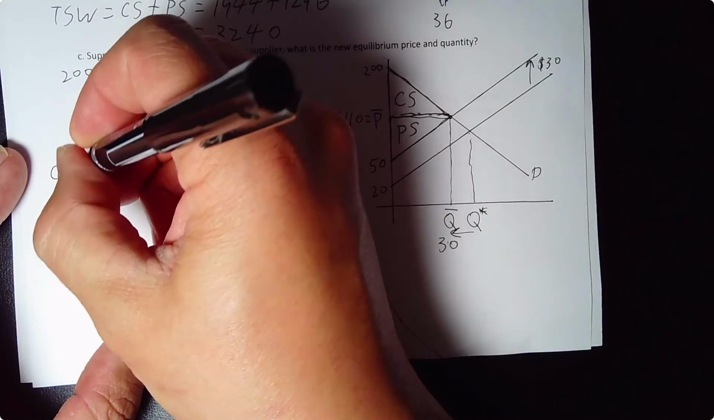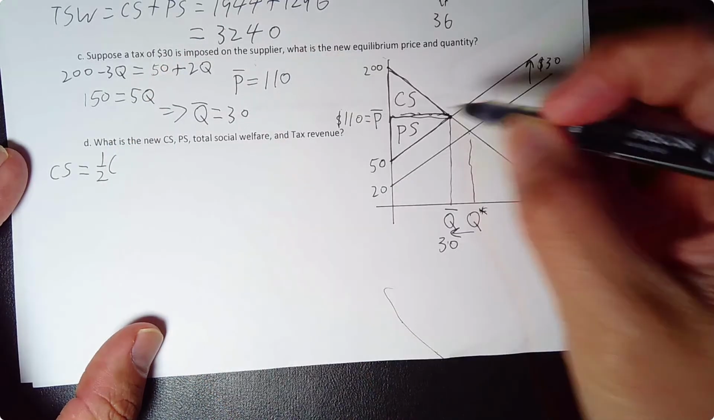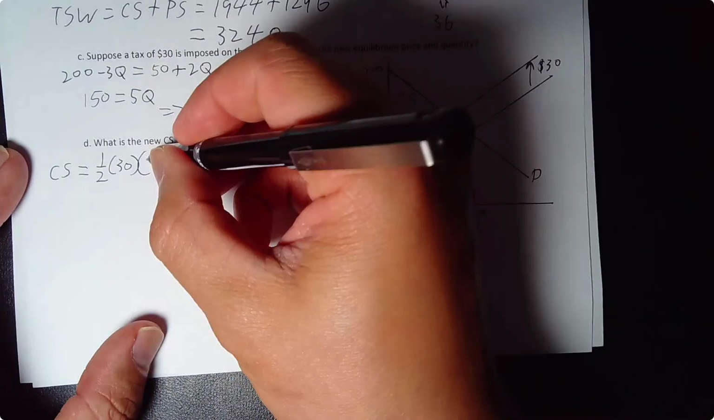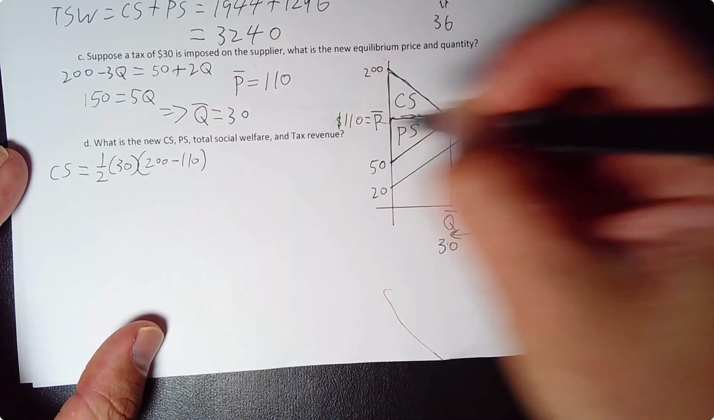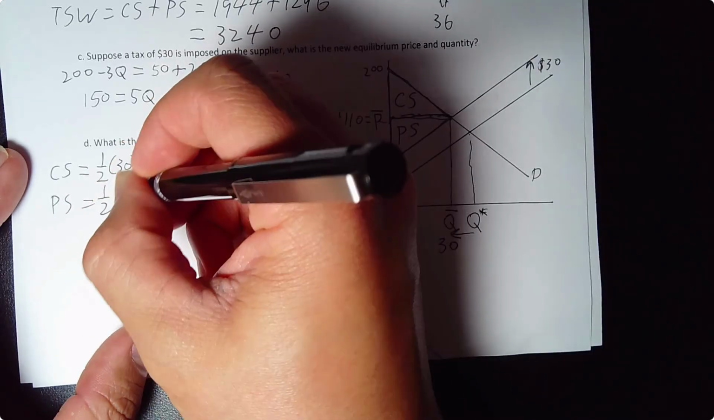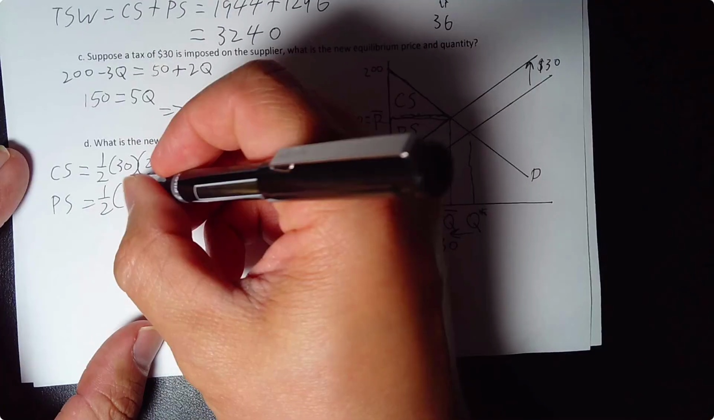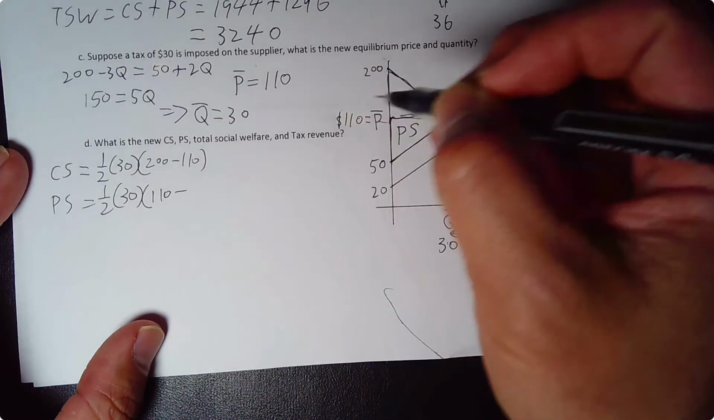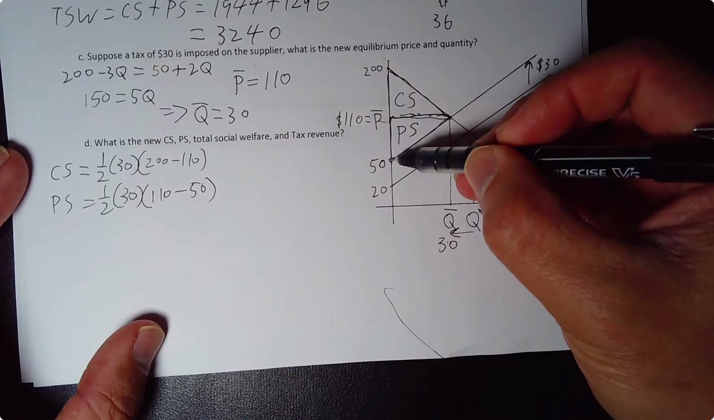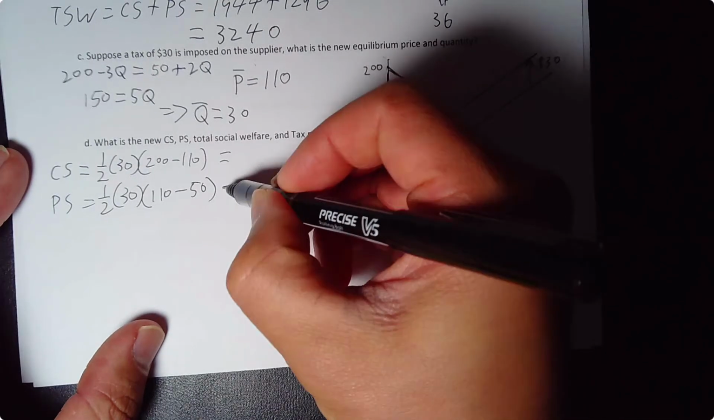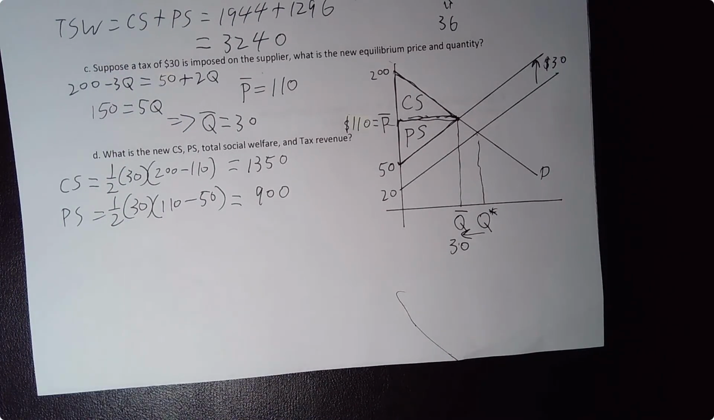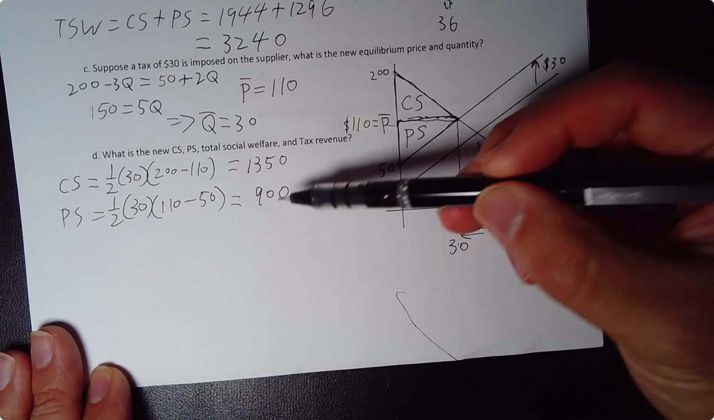Here we go. CS equals 1/2. Here's my base. Now it is 30 times the height, 200 minus 110. Okay. PS equals 1/2. Again, my new base is 30. And then the height now is 110 minus 50. Okay, 110 minus 50. So that's my triangle here. All right. Okay, set that up. Plug that in the calculator. Okay, so that should be the consumer surplus and producer surplus. Right? Notice how they're both smaller than previous results.